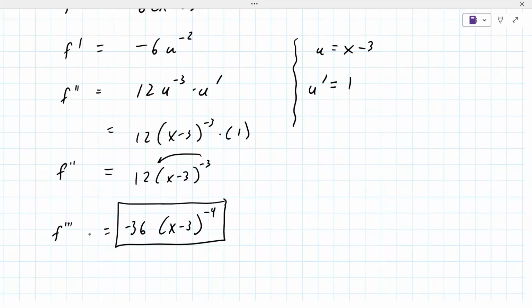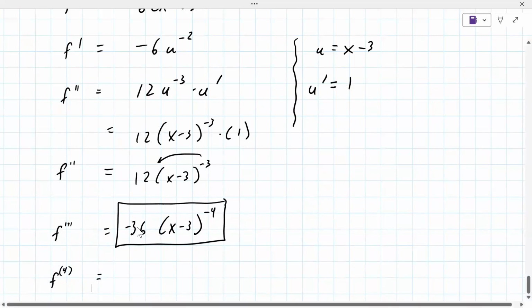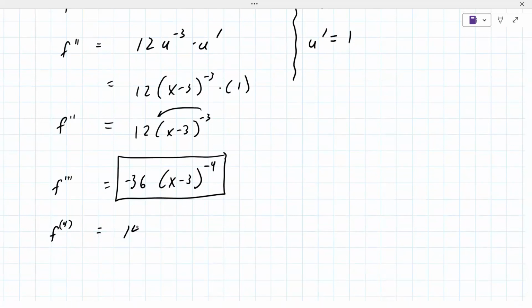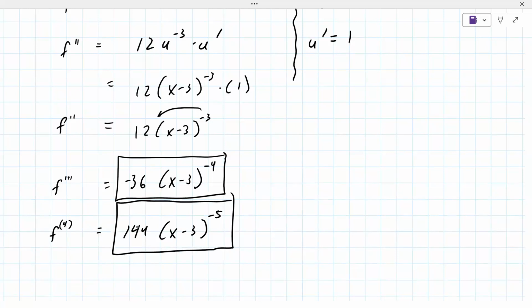And then for whatever reason in calculus, when you go to the fourth derivative, you put the derivative number in parentheses. Don't make the rules, just play by them. That's what you have to do. Same thing there. You're going to take this exponent, multiply by the front number, subtract 1 from the exponent. And there's your next box like that.